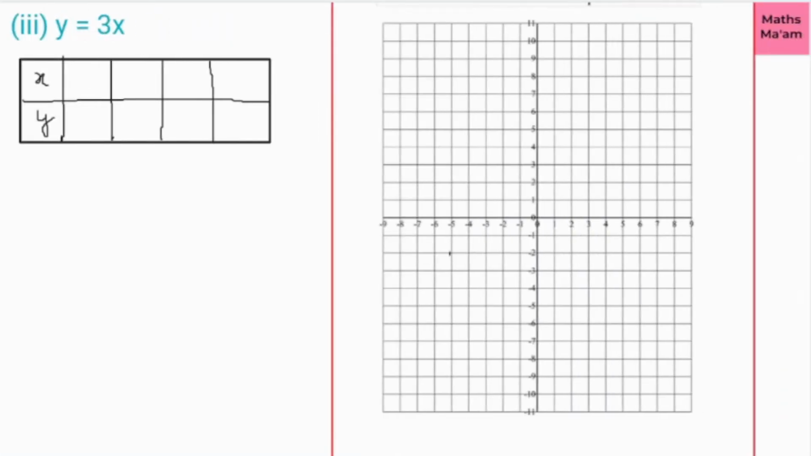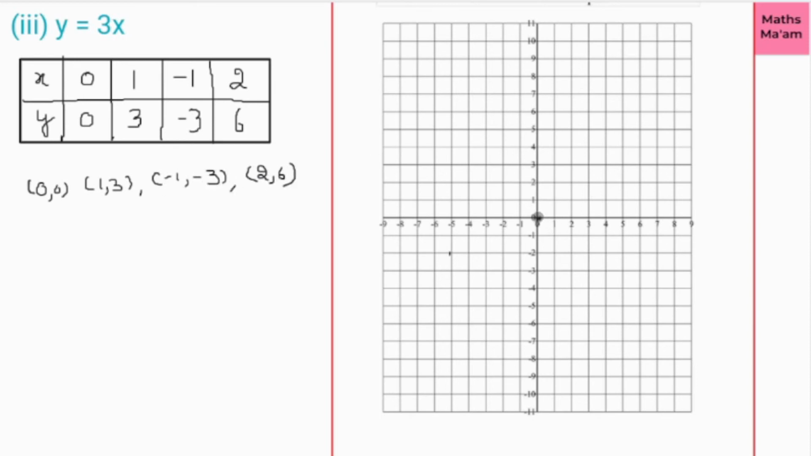Similar way we'll do the third one. Here we have y is equal to 3x. If we put x as 0, then y will be 0 also. 3 times 0 is 0. If we have x as 1, then y will be 3. If we have x as minus 1, then y will be minus 3. Right, and if we have x as 2, then y will be 6. So now we have 4 points. Now we can say this equation is passing through the origin because we have one point which is (0, 0), which will pass through the center.